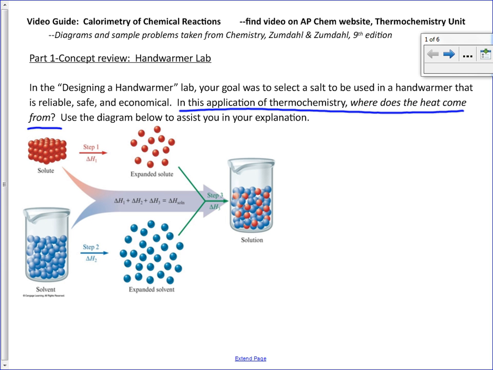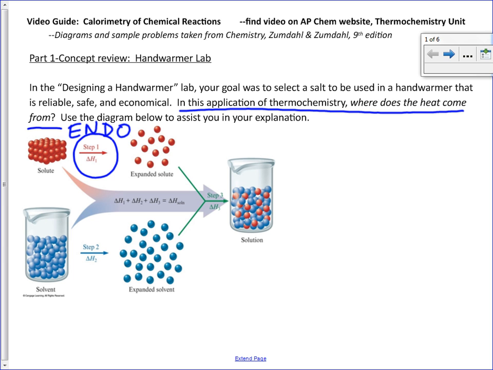What you want to talk about when you answer this question is that step 1 is the expansion of the solute particles, in other words, separating them from each other. That step is always going to be endothermic. It requires energy to go in order to separate particles that are already attracted to each other.